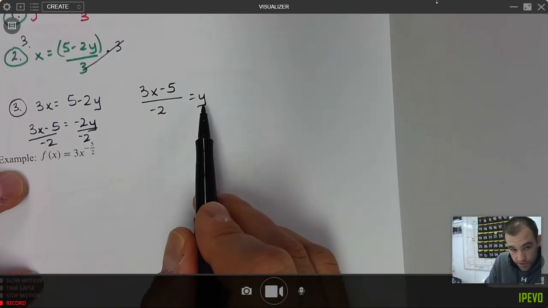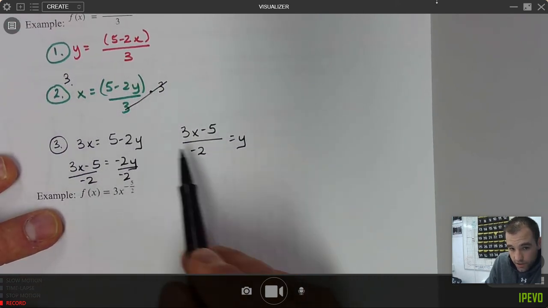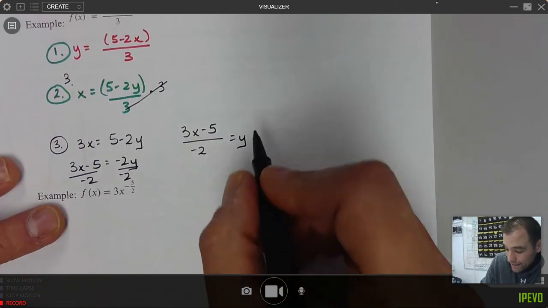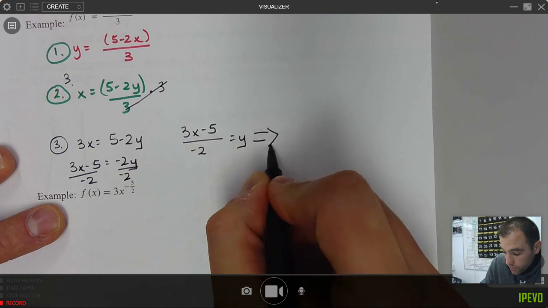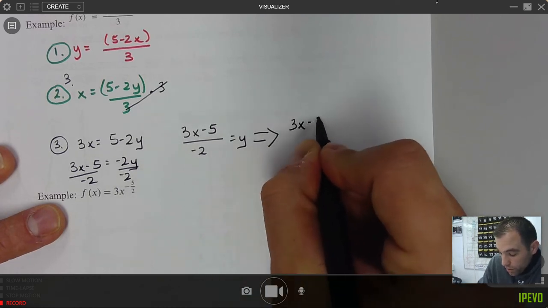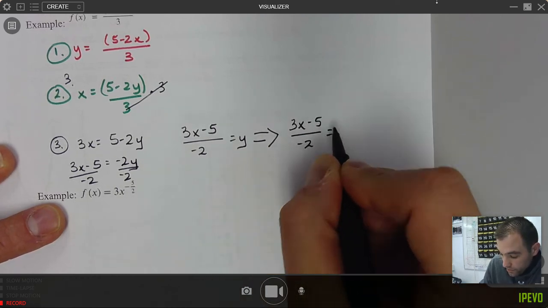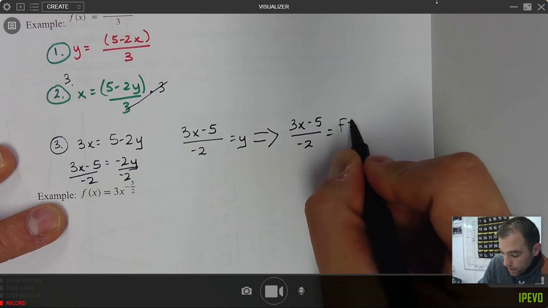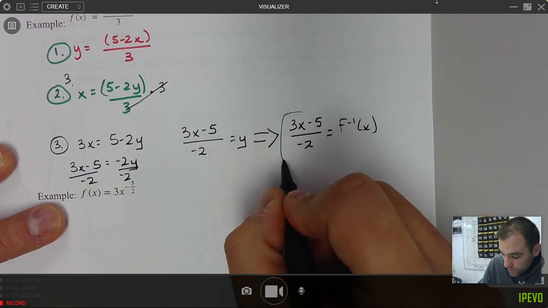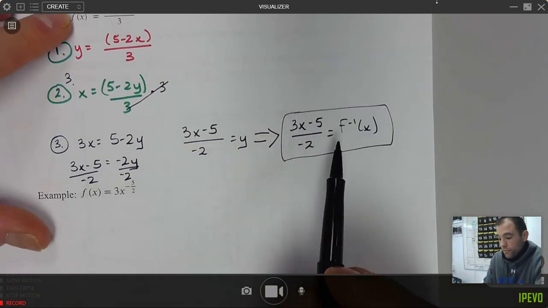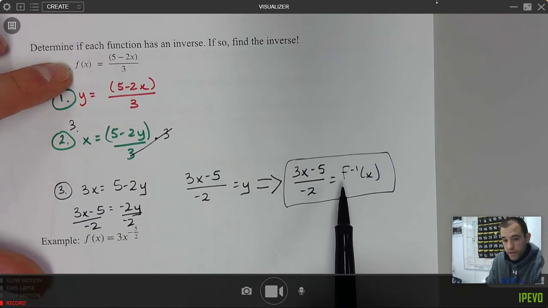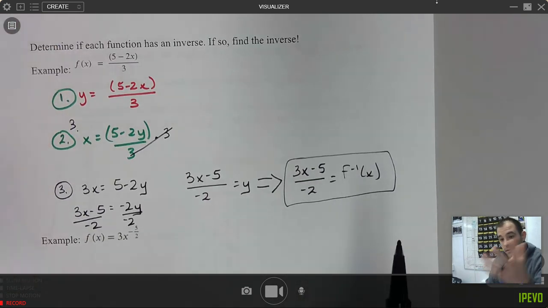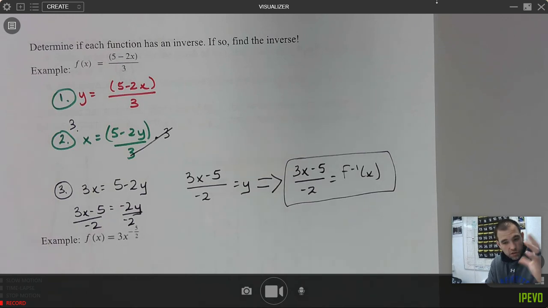That is my inverse, right? I switch the x's and y's and I solve for y. But the last step is to write it with the symbol for inverse so that we know that is the inverse that we found. So now take out the y and put in the symbol for inverse. These two graphs, if I were to graph these, would be reflections of each other over the line y equals x. I would also just be able to switch their ordered pairs.